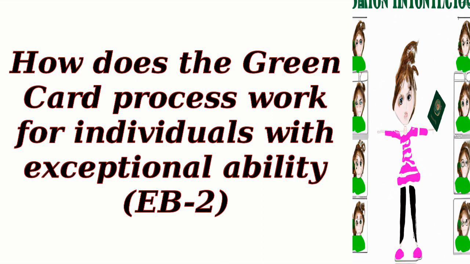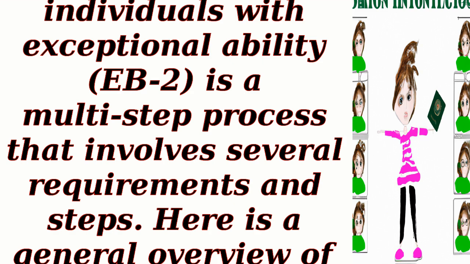How does the green card process work for individuals with exceptional ability, EB-2? The green card process for individuals with exceptional ability, EB-2, is a multi-step process that involves several requirements and steps. Here is a general overview of the process.